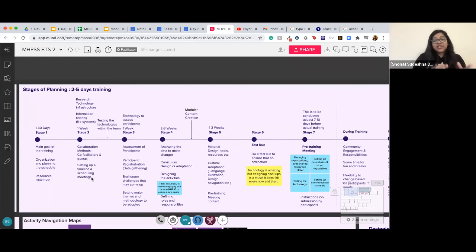Then setting up times and schedules well ahead to really plan out the next stages. During stage 2 and 3, that transition phase, if you're using any new technologies, it is really advised that you take the time to test out those technologies to make sure everyone on the facilitation side has a good idea of what these technologies are and is able to instruct participants during the training to use them.